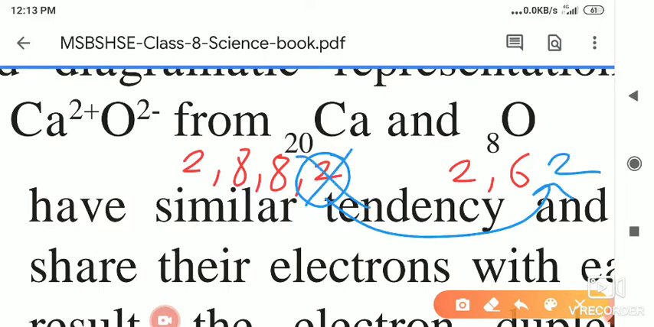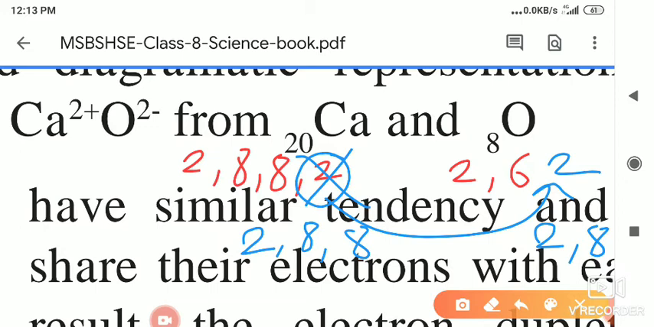And here it is cancelled. The electronic configuration of calcium is 2, 8, 8 and that of the oxygen is 2, 8. Okay, so this is the electronic configuration in the calcium oxide. The formation of the ionic bond in calcium oxide is shown in this way. This is the electronic configuration I showed you.